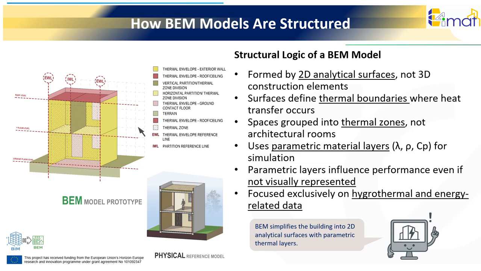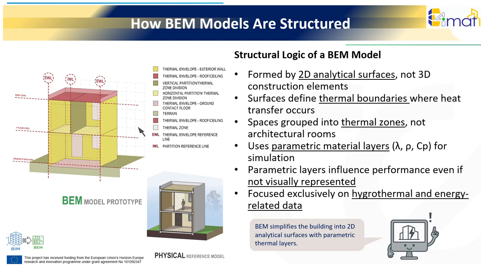Unlike BIM's volumetric structure, a BEM model is built from two-dimensional analytical surfaces. These surfaces represent the boundaries where thermal exchanges occur: exterior walls, glazing, roofs, ground floors, and internal partitions. Although BEM does not display the physical thickness of materials, each surface contains parametric material layers that describe thermal behavior, including conductivity, density, and heat capacity. These layers affect the simulation mathematically even if they are not shown as 3D elements.